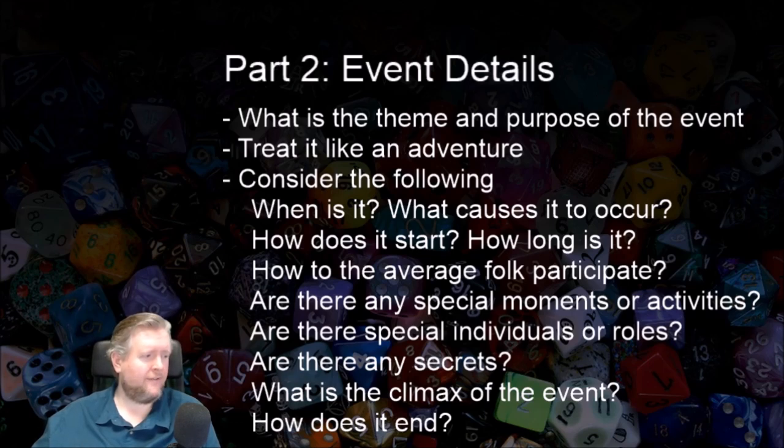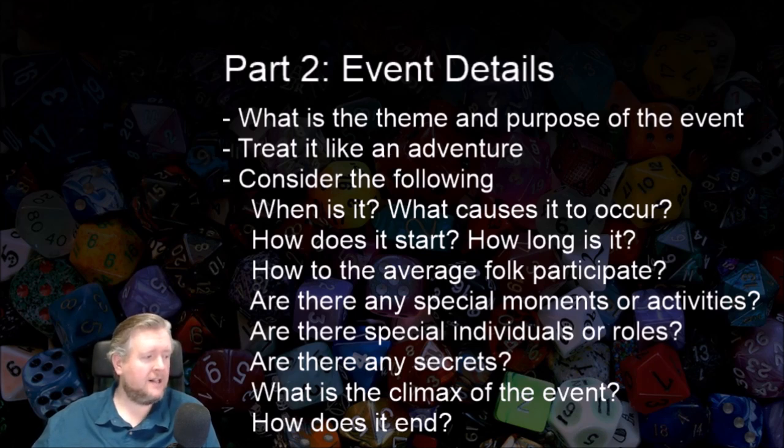How do the average folk participate? What do they do during the event? Are there any special moments or activities? Are there interesting spots during the event to commemorate its passing? Are there any special individuals or roles? Is the mayor involved? Is the town council involved? You know, how's that all work?